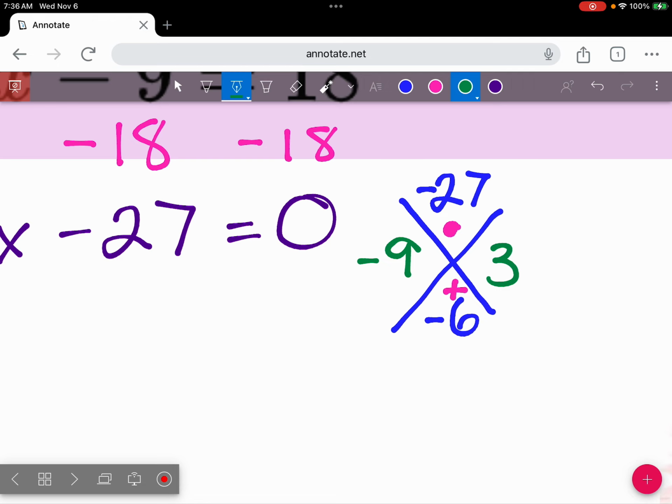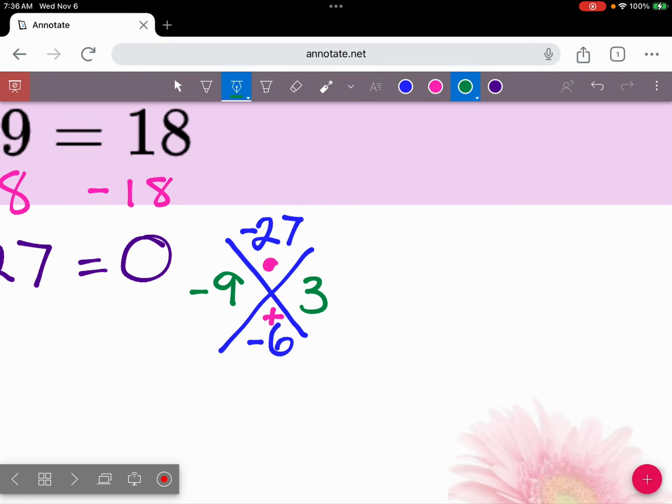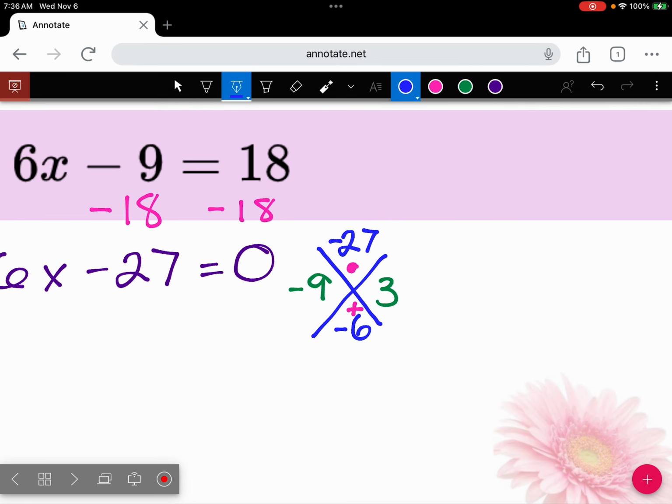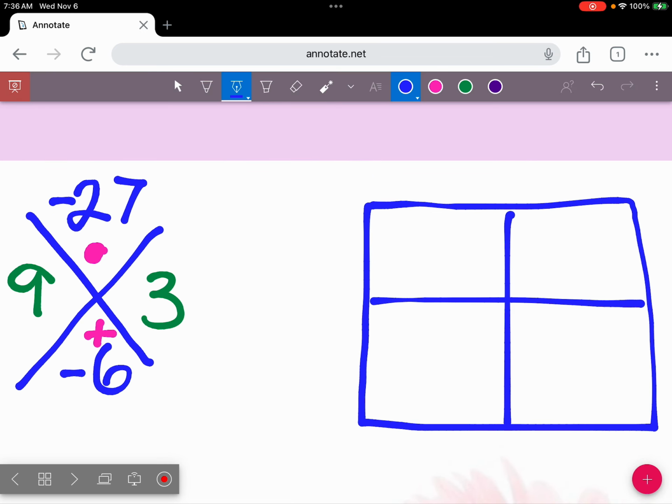So you can now put it through our factoring. Either put it through your box, or put it through our factoring by grouping. Well, we need to get it into factored form. The x is super helpful for that. Nothing changed in the equation. We just found out.